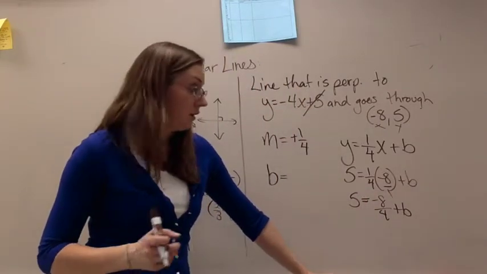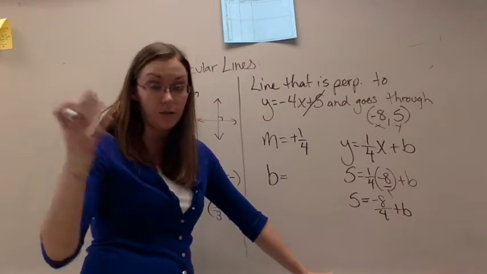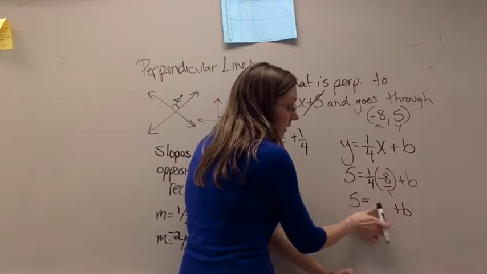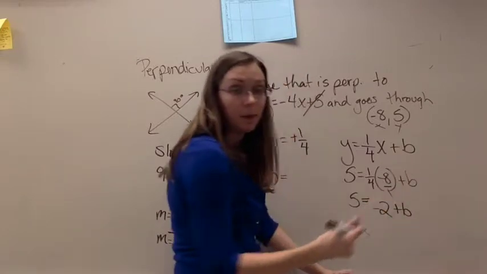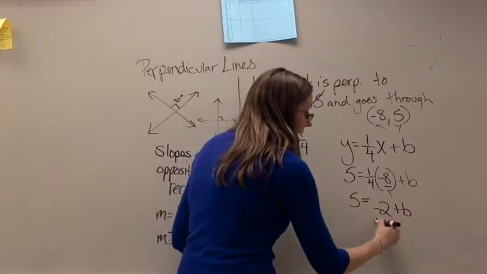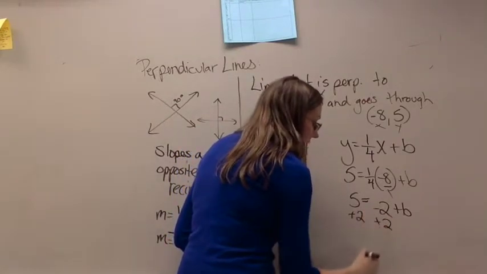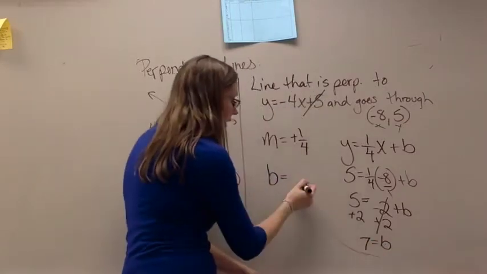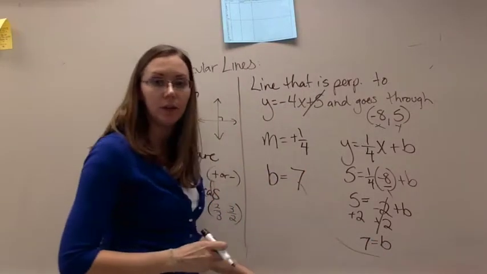Negative 8 over 4 is like negative 8 divided by 4, hence this actually being negative 2. I just did negative 8 divided by 4. Okay? So, to get my b alone now, super easy. I'm going to add 2, and I get that 7 equals b. So right here, this b is going to be a positive 7.